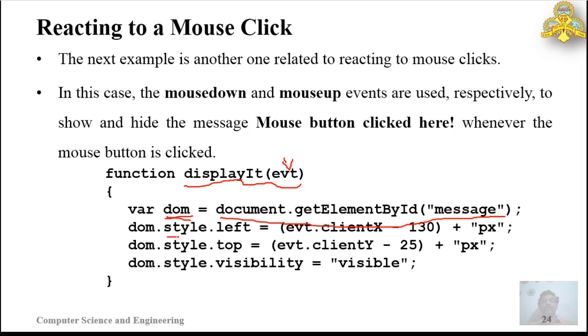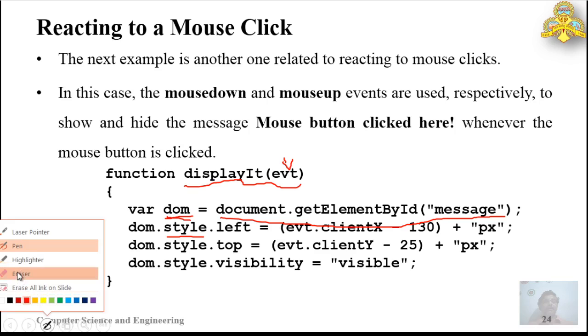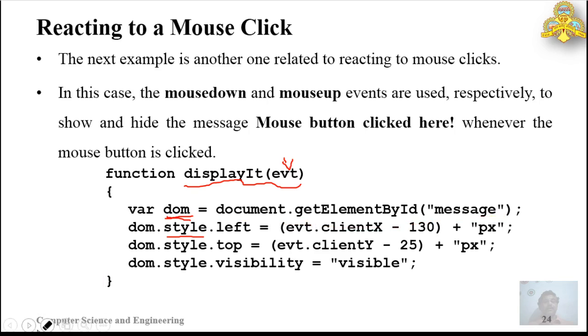So dom.style.left: I am specifying the left coordinate by assigning it a new value. Observe that evt.clientX provides where the mouse is clicked, and to position the sentence exactly at the center of the location, I will decrement it by 130. We have to measure it manually, so I have done that. So I am giving it as 130.